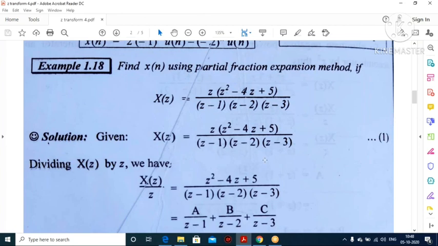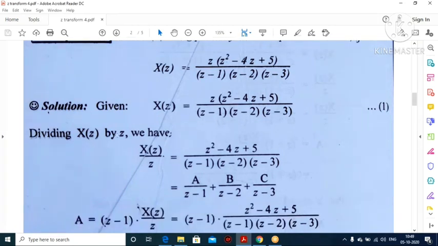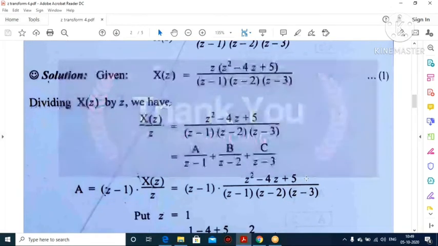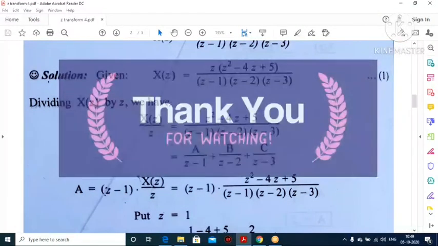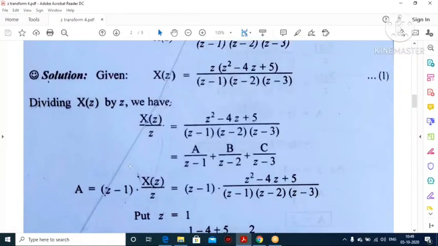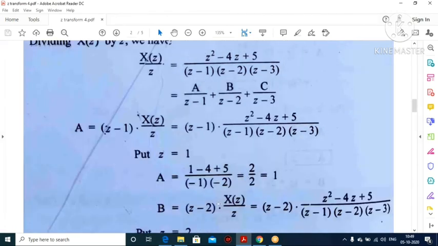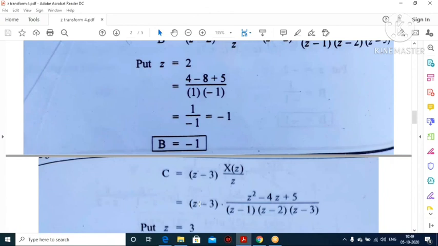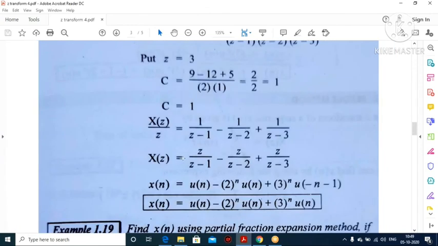So first step will be dividing the x of z by z. So x of z by z equal to z square minus 4z plus 5 divided by all the factor terms. So here you have the three poles. So a by z minus 1 plus b by z minus 2 plus c by z minus 3. First you have to find out the a value, then b value, then c value. Then finally you substitute the a, b, c values here. Then finally x of z equal to, you can move this z to the right hand side. Get x of z equal to z by z minus 1, z by z minus 2, z by z minus 3. This is nothing but z by z minus a.